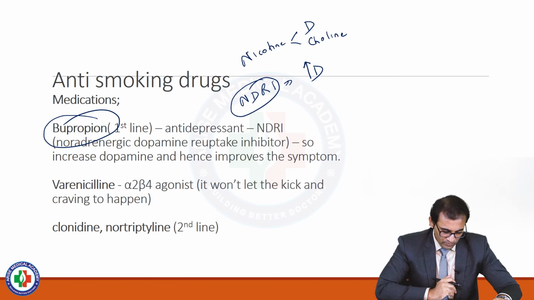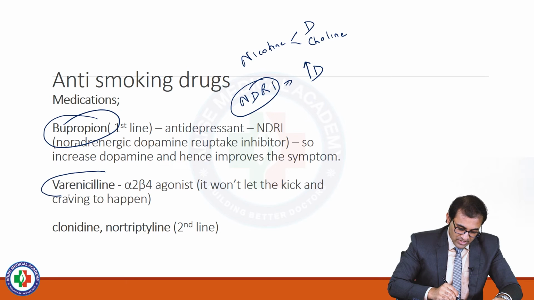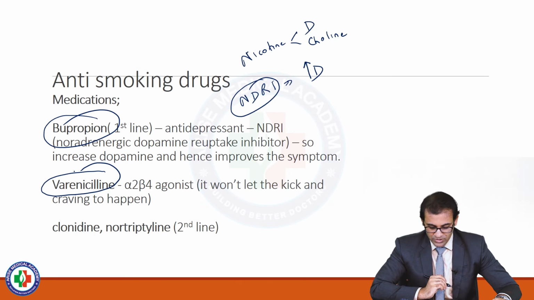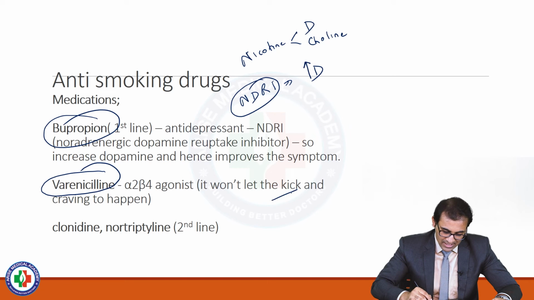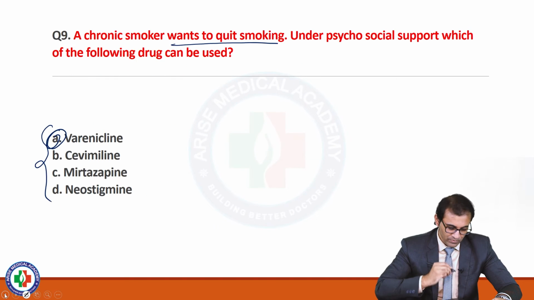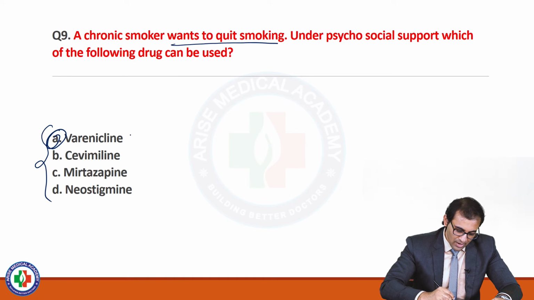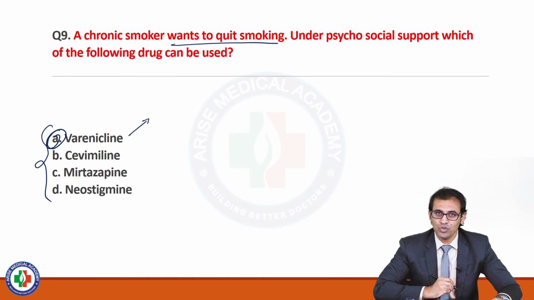All right. Now what about varenicline? Very, very important drug. See, this is alpha 2 beta 4 agonist. It won't let the kick and craving to happen. So very important drug, right? So out of these four, which one we are going to use? Obviously varenicline, right? Easy to understand.